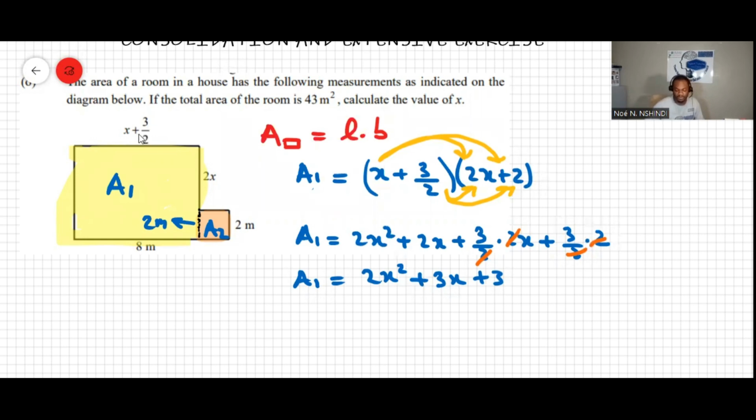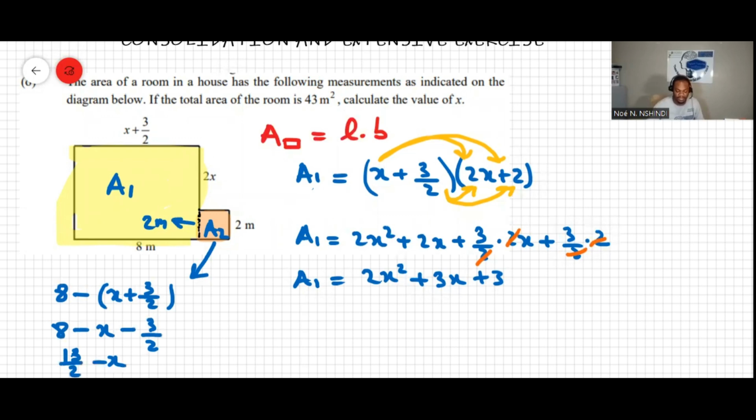Okay, so this part here, therefore this part here will be 8 minus x plus 3 over 2. Okay, or we can simplify that. It makes 8 minus x minus 3 over 2, and then that will make 13 over 2 minus x.